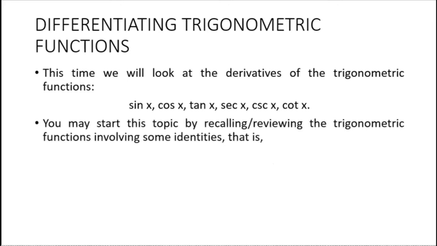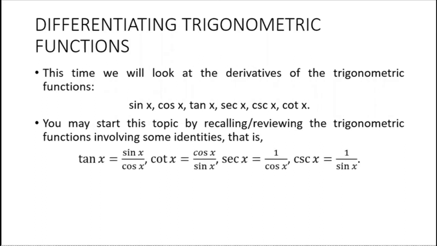You may start this topic by recalling and reviewing the trigonometric functions involving some identities, that is, what we call ratio identities. Tangent x is equal to the ratio of sine x over cosine x, and the other one is cotangent x, that is the ratio of cosine x divided by sine x. And the reciprocal identities: secant x is equal to 1 over cosine x, and cosecant x is equal to 1 over sine x.